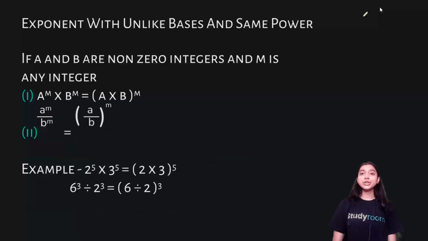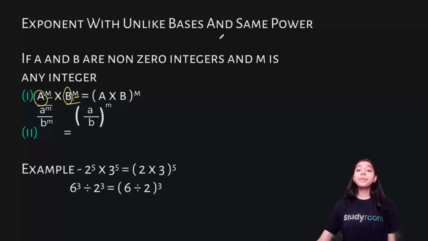Now I'll be teaching you what happens when we multiply or divide exponents with unlike bases but like powers. That means exponents having different bases but the same power. So if we have an exponent a to the power of m and we have b to the power of m and they are multiplied to each other. So over here we see that the bases are different. Here the base is a and here the base is b. But the power to which the bases are raised is the same. In both the cases we have m.